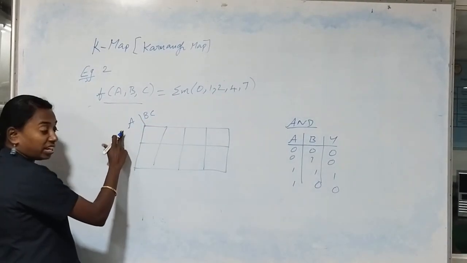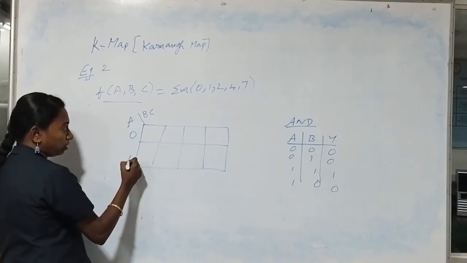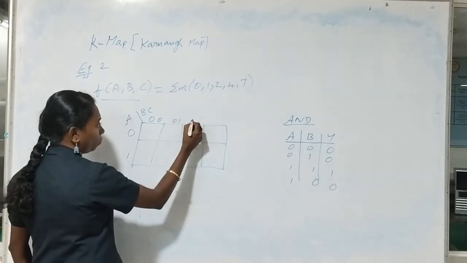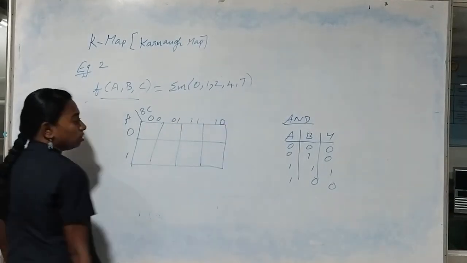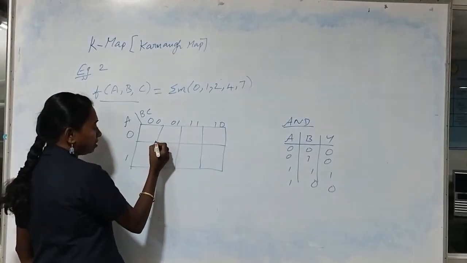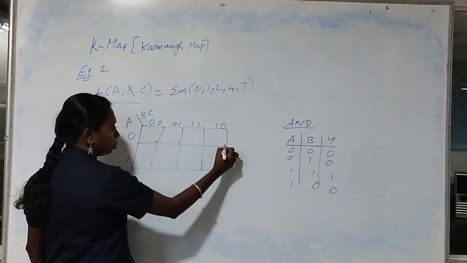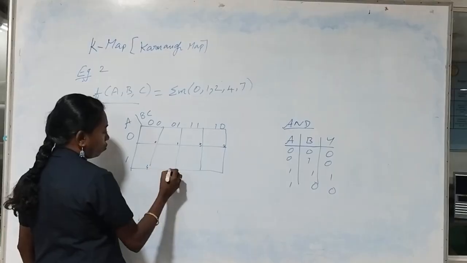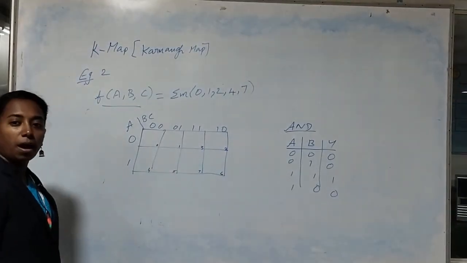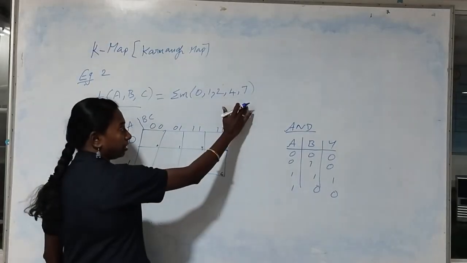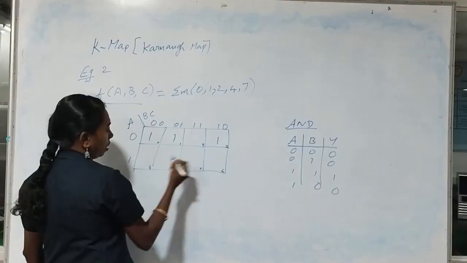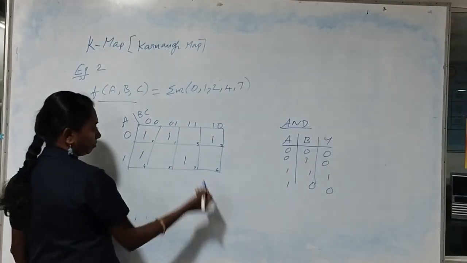So this is a single variable, so the values are 0 and 1. For your B and C, the corresponding values are 0 0, 0 1, 1 1 and 1 0. So for our simplicity, we are writing the min terms on the corner of each cell. So this is 0, 1, 2, 3, 4, 5, 6 and 7. Okay, so now I have to mark 1 for the values which is given here. So this is 0, 1, 2, 4 and 7.